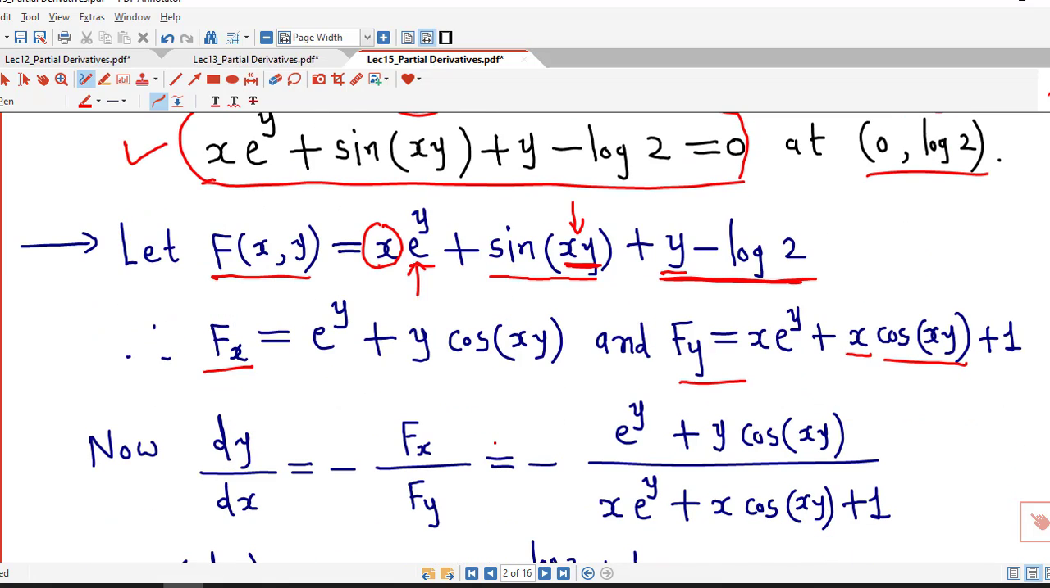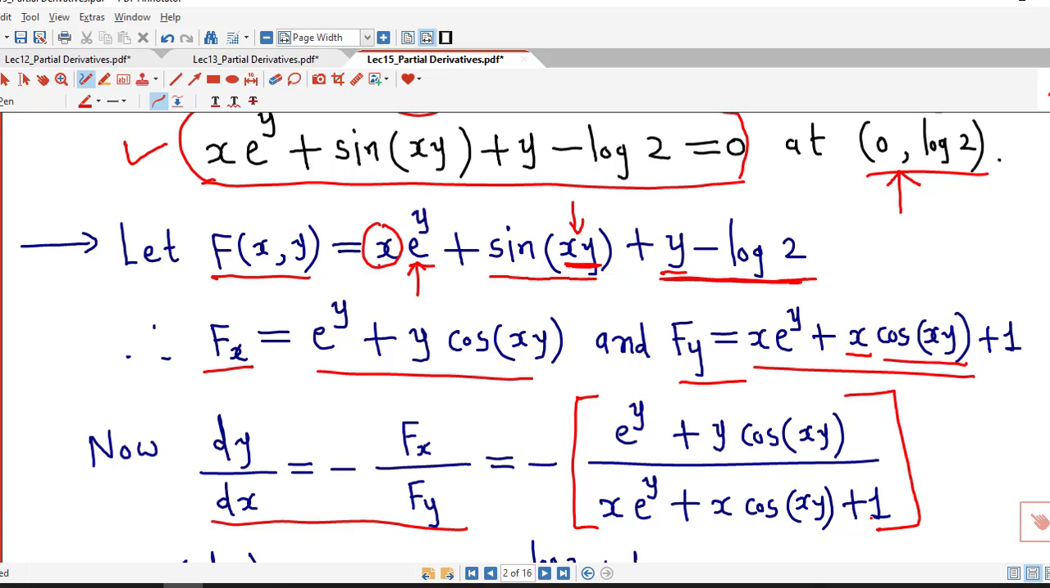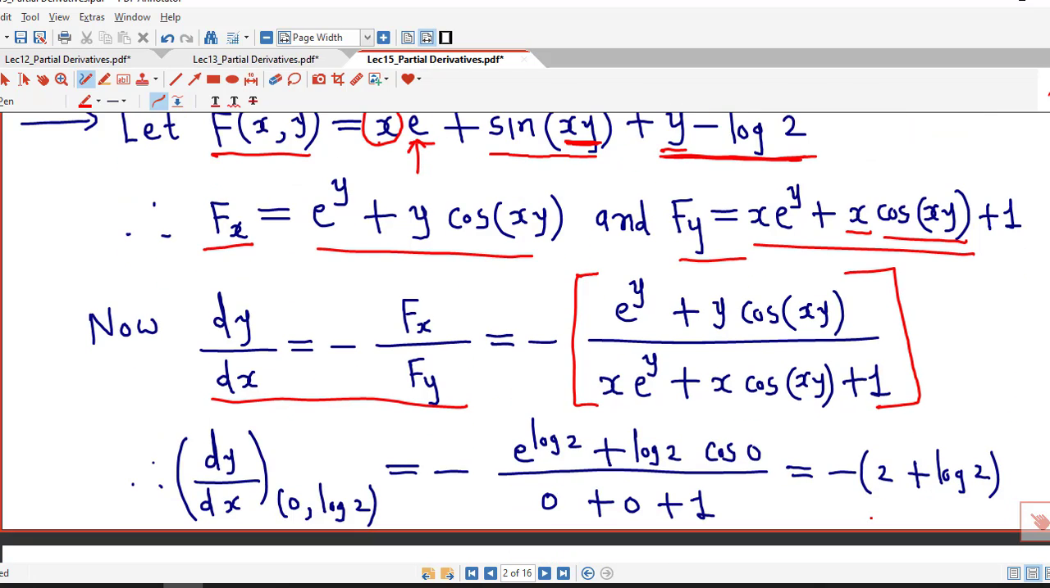Now we substitute these two values in this formula. Dy by dx is given by minus fx over fy, so we put fx equal to this and fy equal to this. Now we are asked to find out value at this point, x equal to 0, y equal to log 2. So in the right hand side we put x equal to 0 and y equal to log 2.